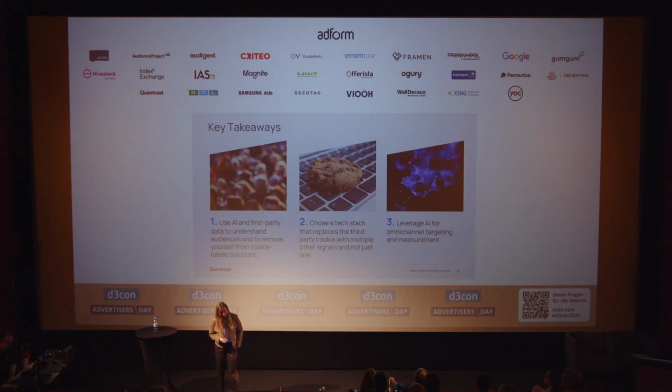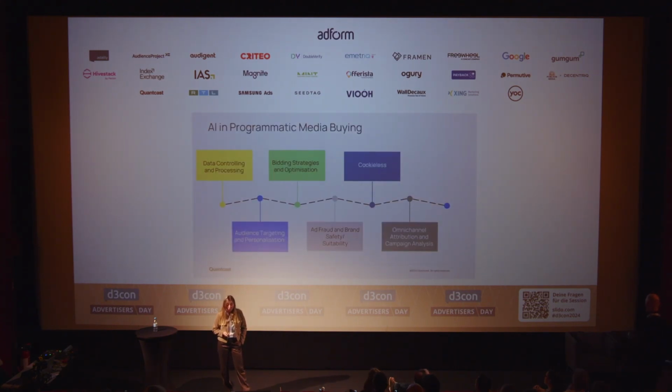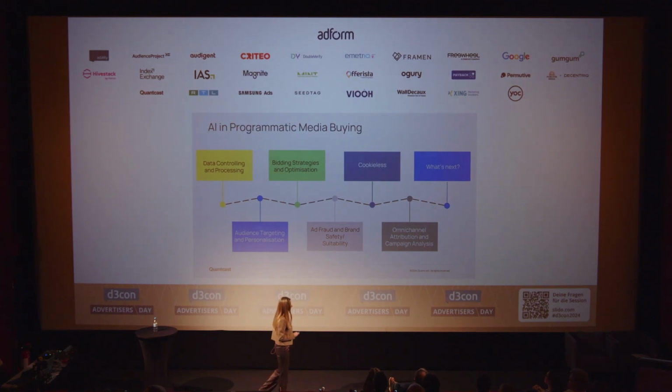So my last point that you should take away is really leverage AI for omnichannel targeting and measurement. So I hope you can see now how you can increase your conversions by using AI and untapping cookieless environments, not just based on one signal, and using AI also to save yourself time because it's going to optimize by itself. So the big question is, of course, what's next?